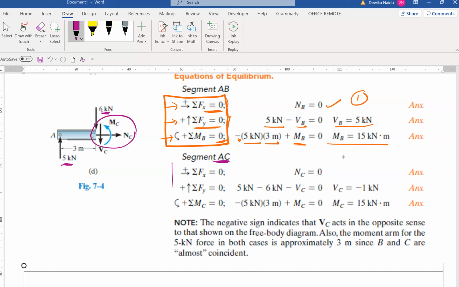Can you see that? This is again repeated, as if it's a package. Yeah, Fx equals 0, Fy equals 0, and Mc equals 0. Okay, repeating the whole thing again. Nc equals 0. Understood. Okay, next we have Vc.